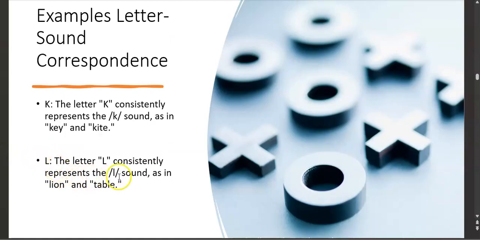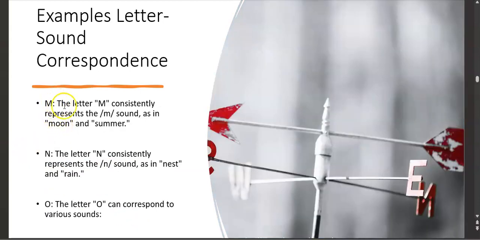Letter L, sound L. For words like lion, table, we found the sound L. We have other examples. Letter M, sound M. Letter N, sound N. Letter O, sound O.